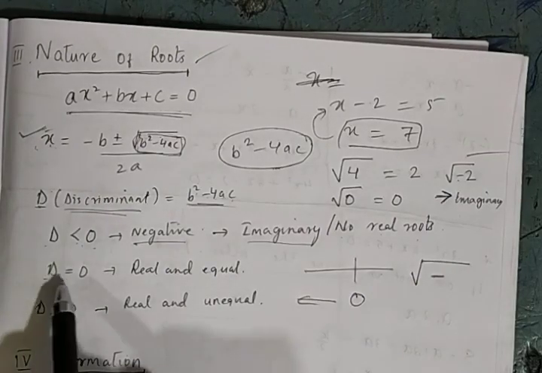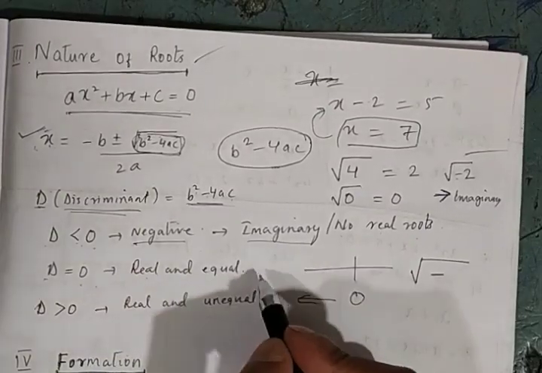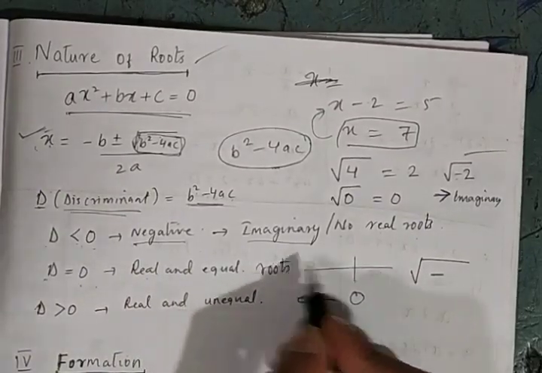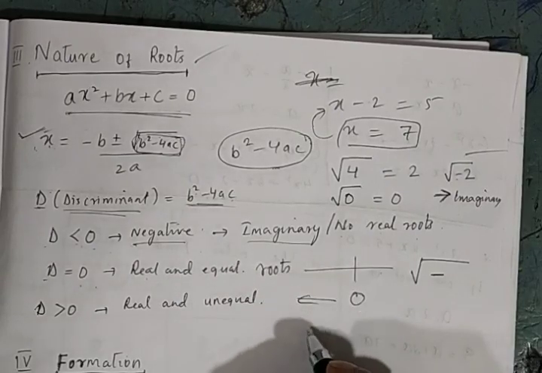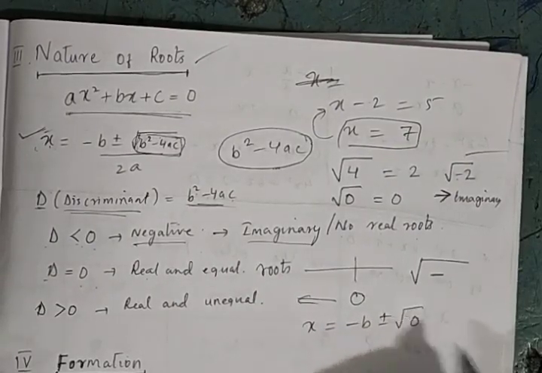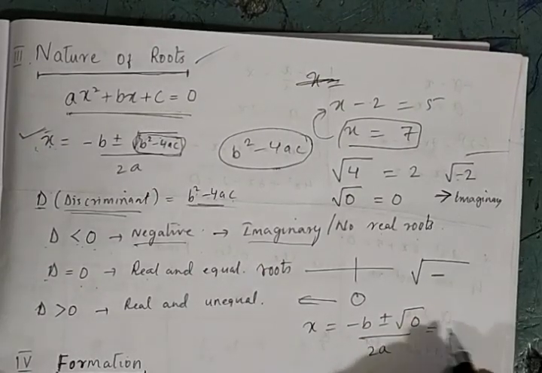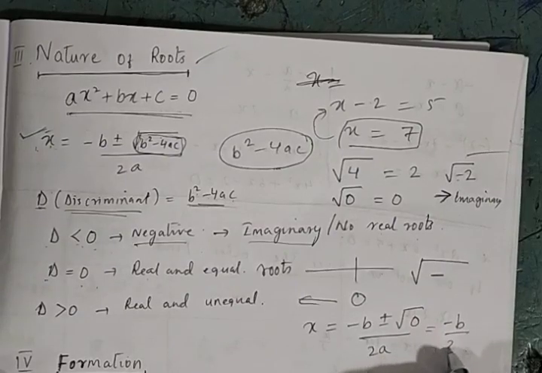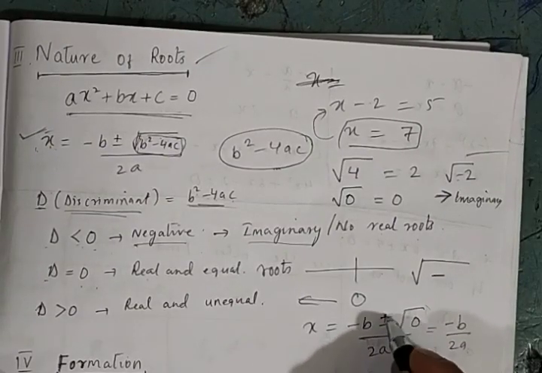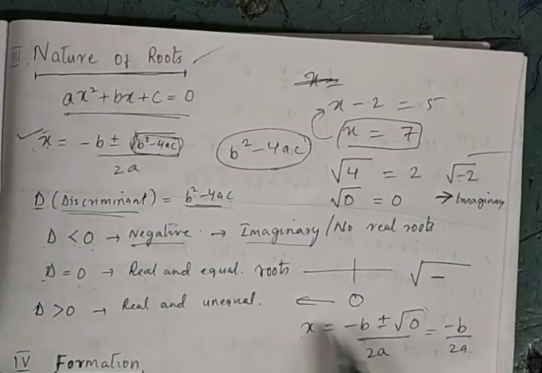Now if discriminant is equal to 0, they have real and equal roots. How does it become real and equal? Just check. x is equal to minus b plus minus root over 0, discriminant is 0, divided by 2a. Now you see, we have got only minus b by 2a because square root of 0 is 0, plus minus is meaningless. Minus b by 2a. That's the value of x.